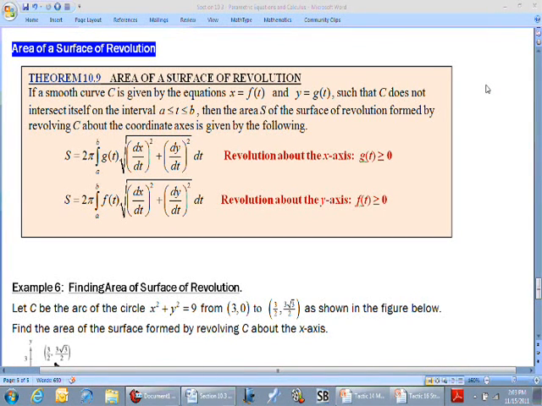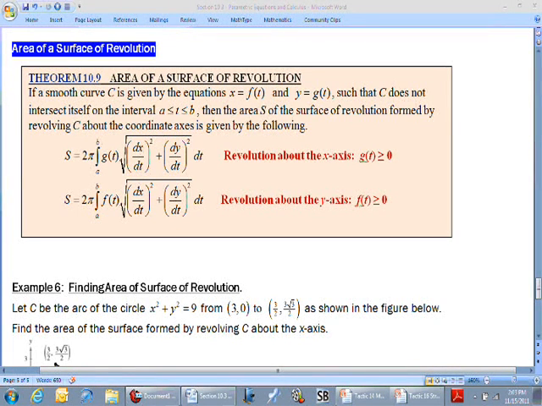And I would like to begin this example by discussing the contents of Theorem 10.9 that you can see here on your screen. Basically, in this theorem, you're given the formulas for the area of a surface of revolution. And we'll read this together. It says, if a smooth curve C is given by the equations x equal f of t and y equal g of t, such that C does not intersect itself on the interval from A to B, then the area S of the surface of revolution formed by revolving C about the coordinate axis is given by the following.